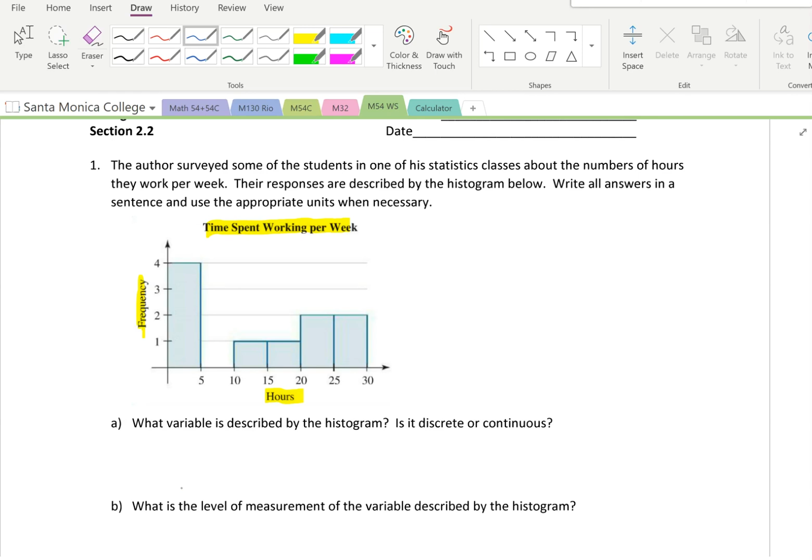Hello, in this lesson, I'm going to go over shapes of histograms and reading a histogram. Also, I'll do a little review about types of variables and levels of measurement. Okay, so question number 1.